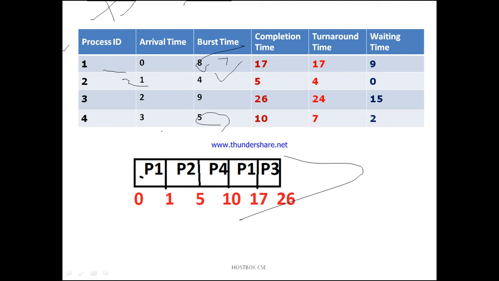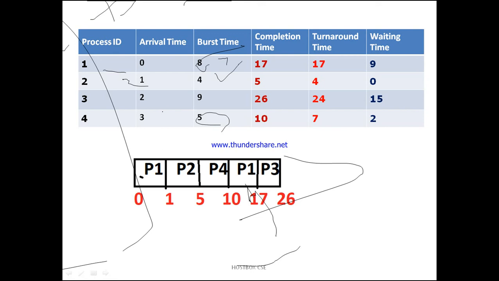It is a simple concept: the process having the lowest burst time is taken by the CPU and completed. After completing, it gives the chance to another process, in order based on burst time only. Now the completion times: P1 is 17, P2 is 5, P3 is 26, and at last P4 is 10.